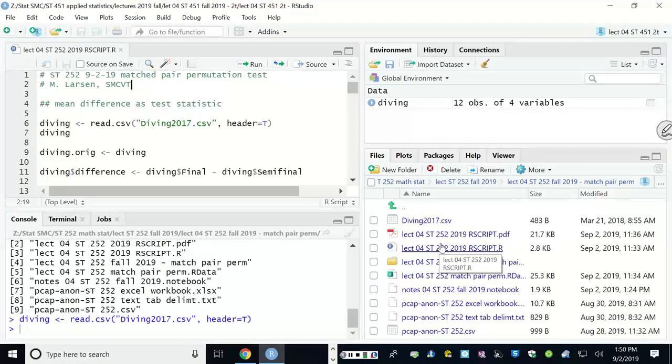But then if I tried to read in the diving data set or do things, it still wouldn't know that I really meant to be there permanently.